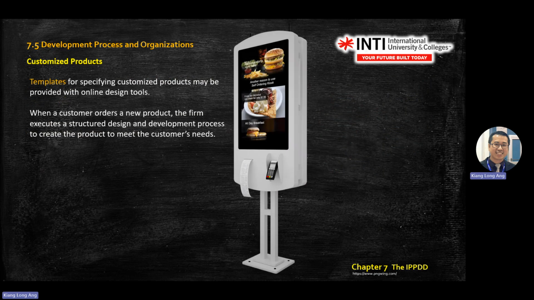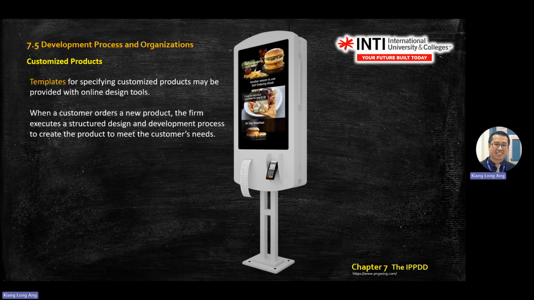Okay, so customized products, a good example is McDonald's or KFC. You have kiosk already. Now you can customize. You want veggie, you don't want veggie, you want extra cheese, and so on. So this is a customized product. Customer products, the characteristic, they always give you a template to choose.